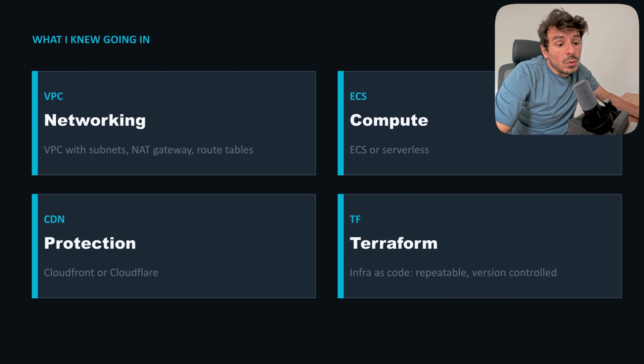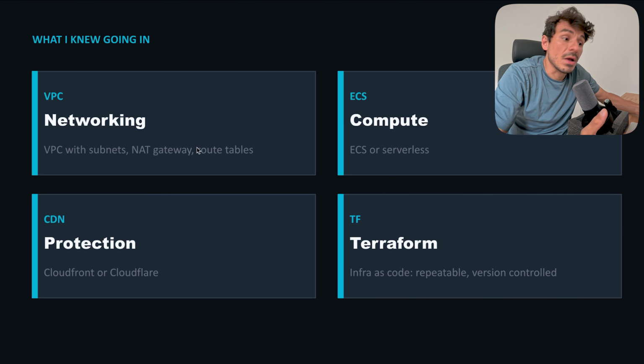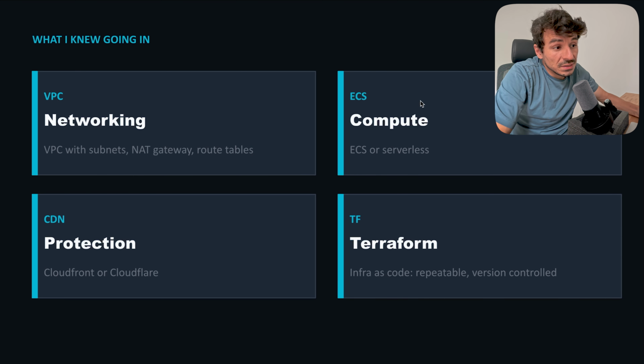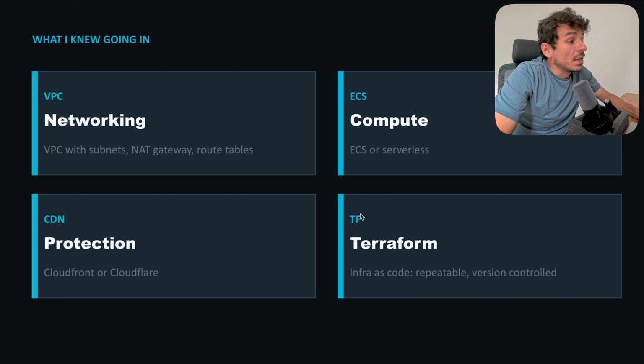So going in, I knew that if we were going to deploy this into one of the major cloud providers, in this case AWS, we were going to need to build out a VPC for the networking, including the subnets, the NAT gateway, and the route tables. We needed somewhere to run the services. This could be either ECS or serverless. I had ruled out EKS Kubernetes because we just didn't need that sort of complexity for the state of our application. And then we knew we needed some CDN for protection, and the options in my mind were CloudFront or Cloudflare. And also, I knew that we needed this to be in Terraform, which is infrastructure as code.